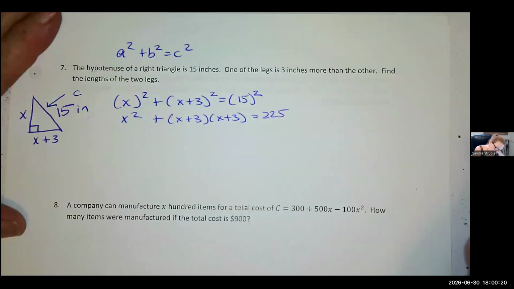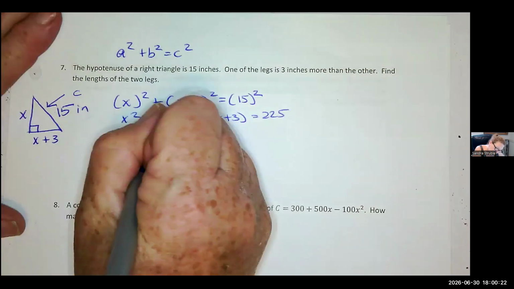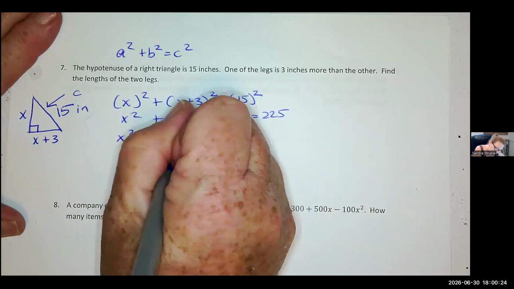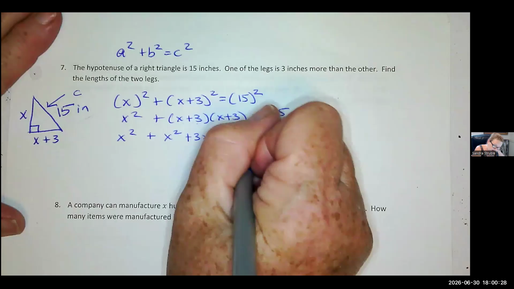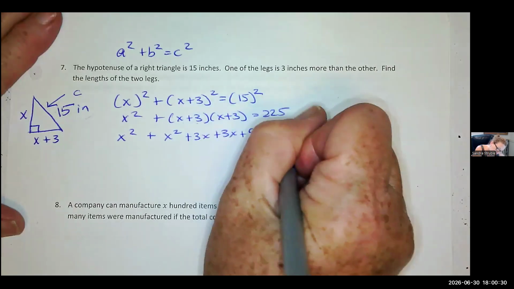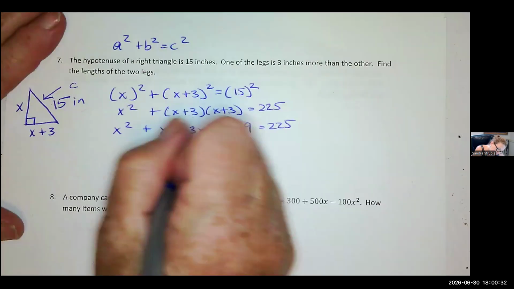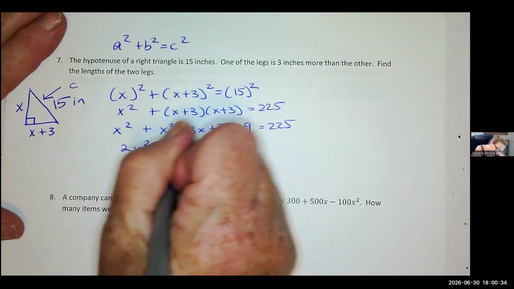X times x is x squared. X times 3 is 3x. 3 times x is 3x. 3 times 3 is 9. Simplify the left side. 2x squared plus 6x plus 9 is equal to 225.